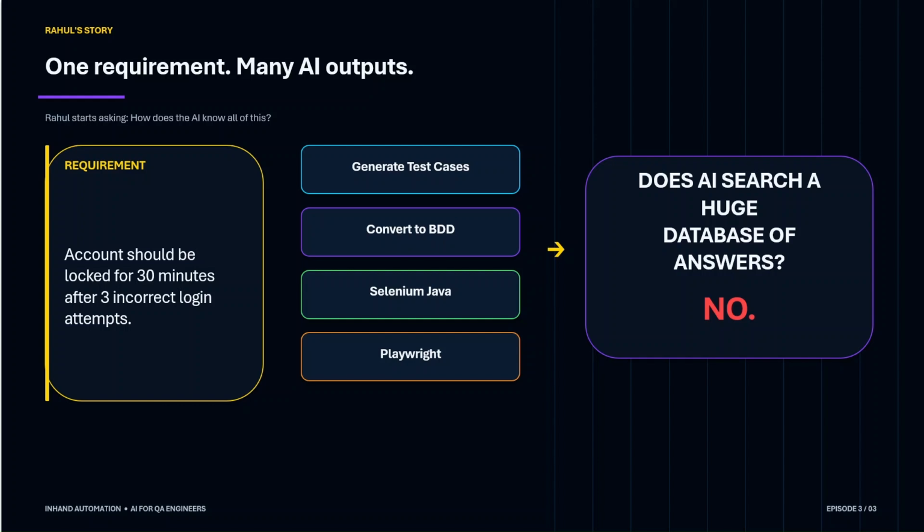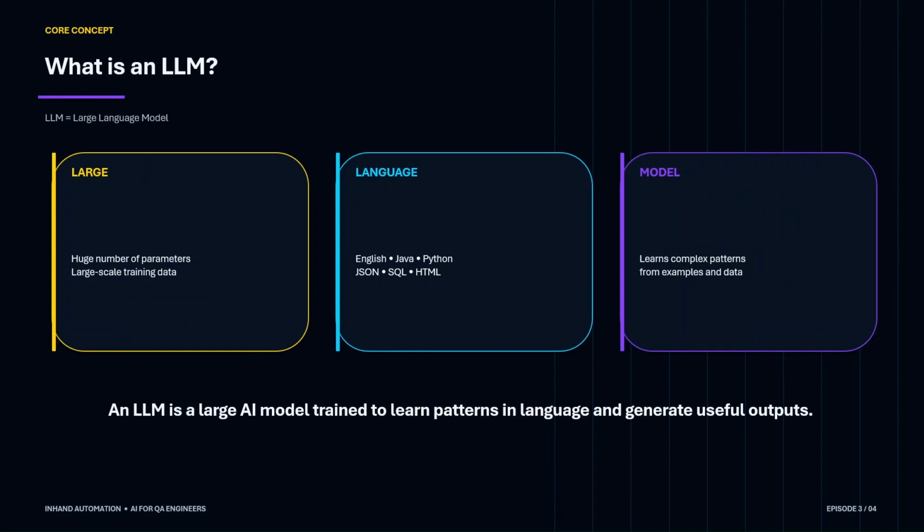To understand what is actually happening, we need to understand the logic behind the scenes, and that logic comes with the large language model. So, what is an LLM? LLM stands for Large Language Model. Let's break that name into three simple words. First is large, then language, then model. So let's start understanding all these three different concepts: what is large, what is language, what is model.